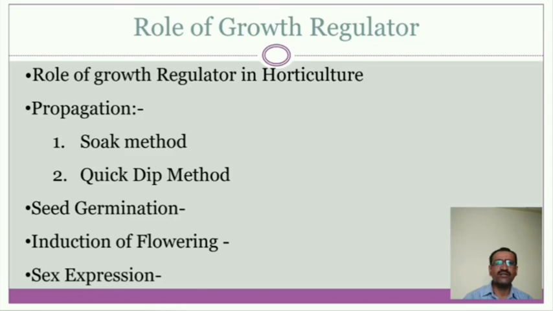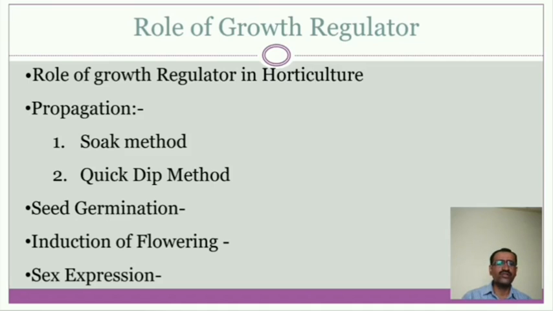It requires 12 to 24 hours, and in that span, that specific material or that specific seed can be soaked in the solution. Second one is the quick dip method. It is more concentrated than the soak method. Here the concentration of the solution is 1000 to 5000 ppm, for only 5 seconds. Apply on the specific part or the seed for only 5 seconds, then remove, wash, and then sow it into the soil.